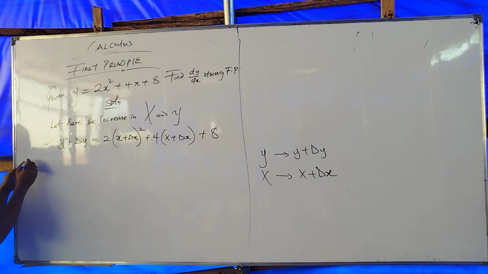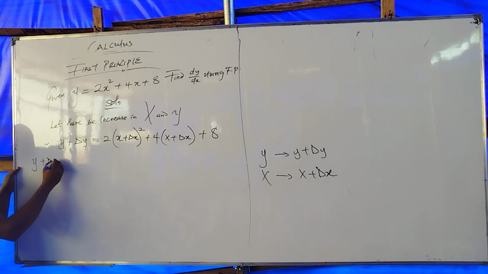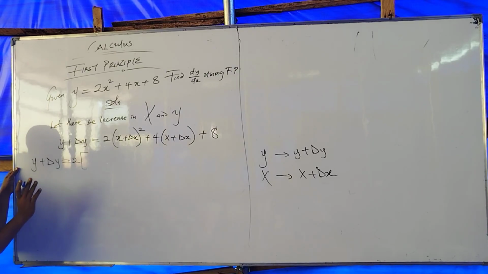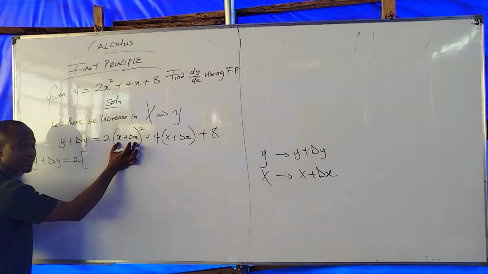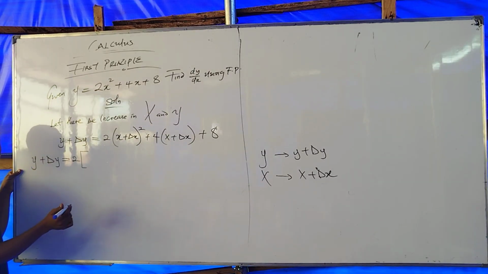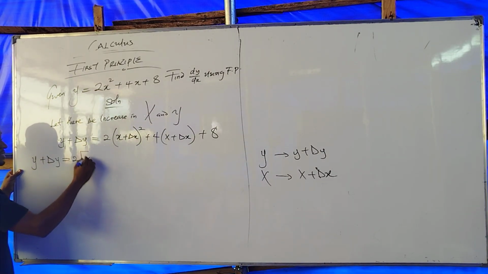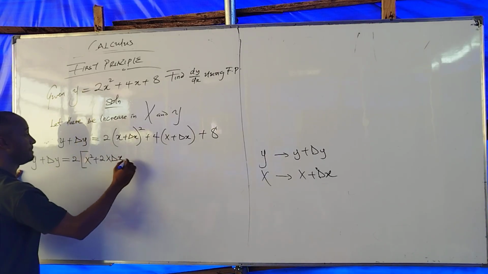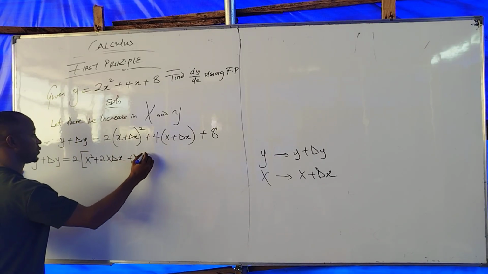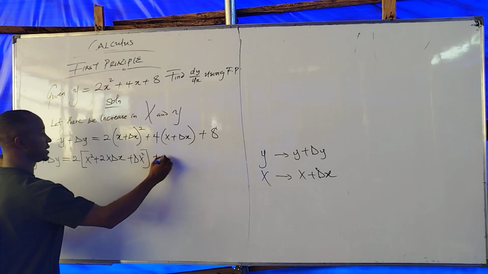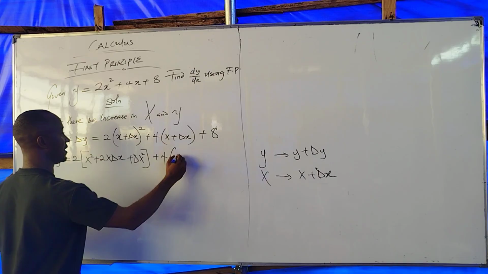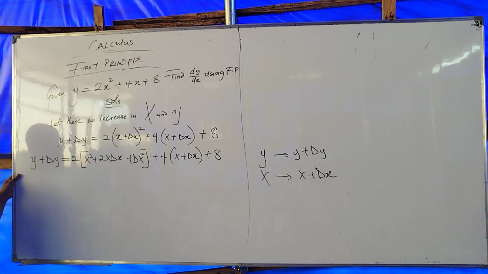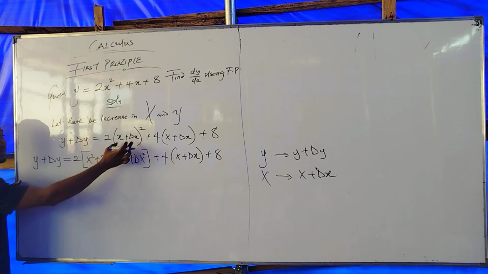Okay, so we're going to have y plus delta y is equal to 2 in bracket. Listen, we can expand this. Hope you are aware, I've told you about binomial expansion. The expansion of this is simply x squared plus 2x delta x plus delta x all squared. Plus, then we have 4 times x plus delta x, plus 8. Do you know how we got this? We expanded this one here.